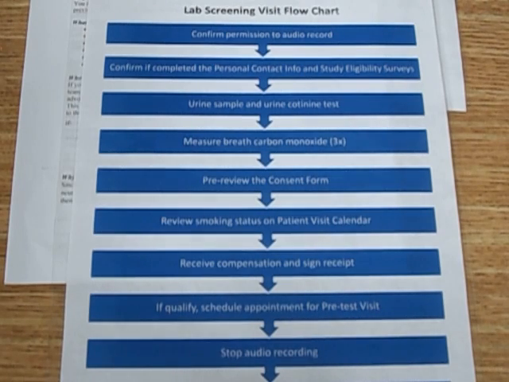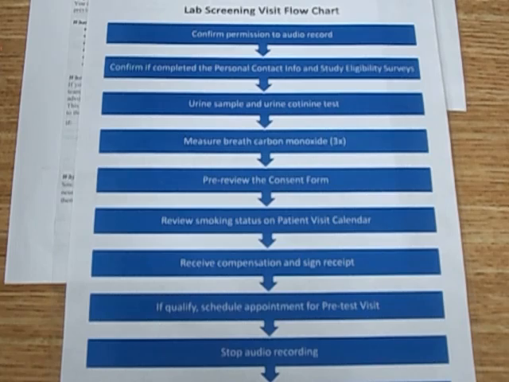Since this is their first visit, explain to them what we test for in the urine, which is cotinine, and explain what cotinine is, which is a metabolite of nicotine. Alright. Second is the carbon monoxide. Explain to them what carbon monoxide is, and what it does to the body quickly, and the baby. Okay.